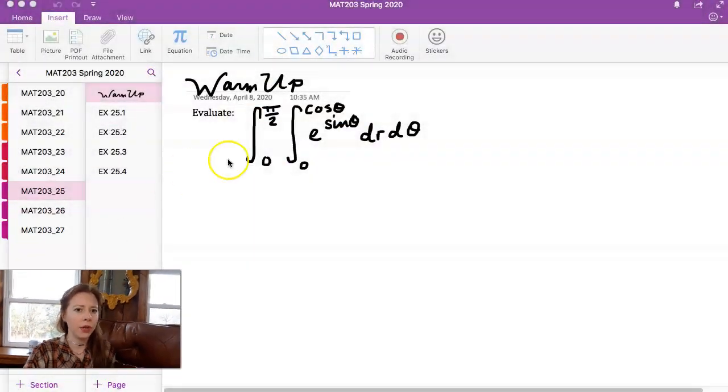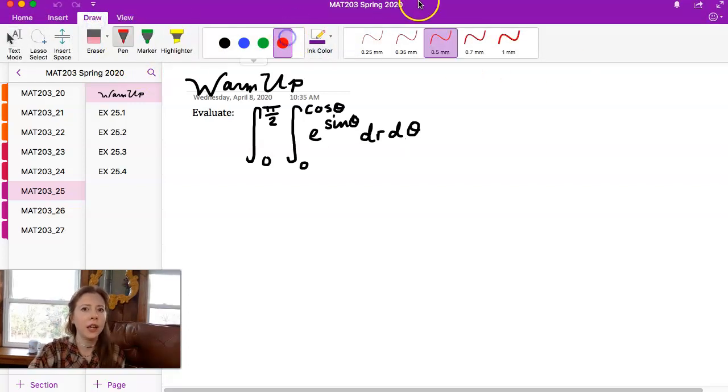What we're going to do is refresh our memories on double integration. So here's your warm-up. Looking at this double integral, you're going to go from 0 to pi over 2 and 0 to cosine theta of e to the sine theta dr d theta. So try this out on your own. Pause the video and then resume when you'd like to see the solution.